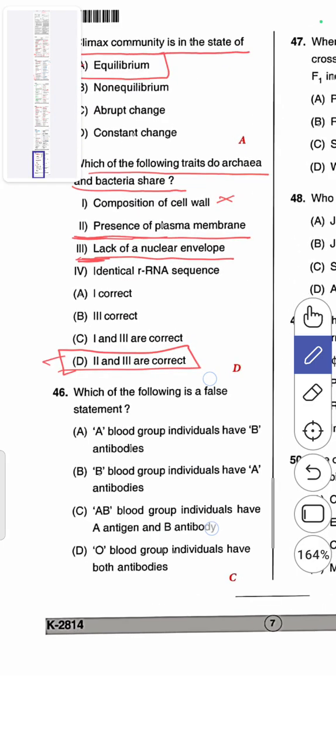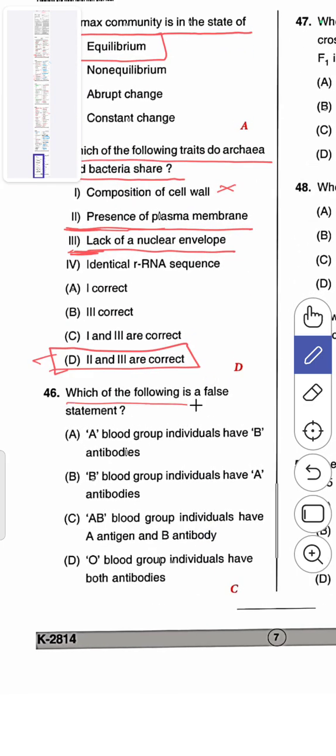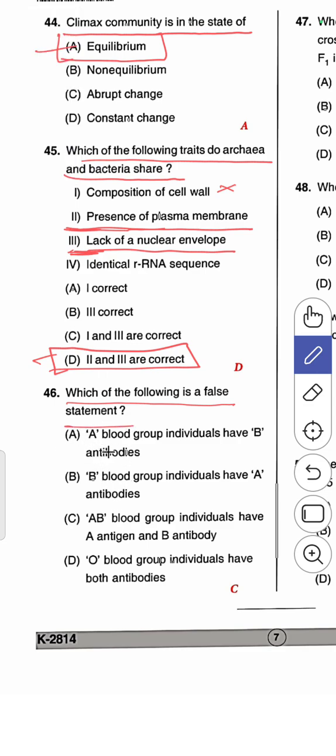Then the 46th question: which of the following is a false statement? A blood group individuals have B antibodies. Yes, it is true. B blood group individuals have A antibodies. It is also true. AB blood group individuals have A antigen and B antibody. So this is wrong. O blood group individuals have both antibodies. Yes, it is also true. So C is the wrong answer.